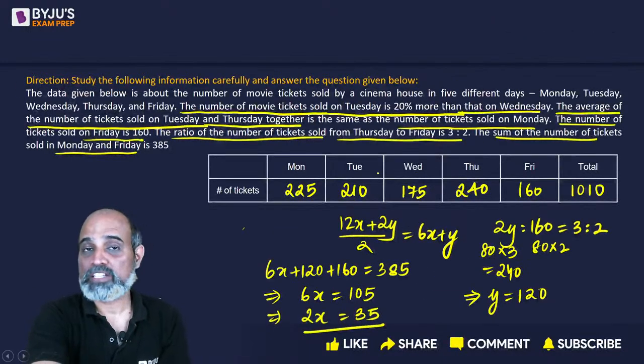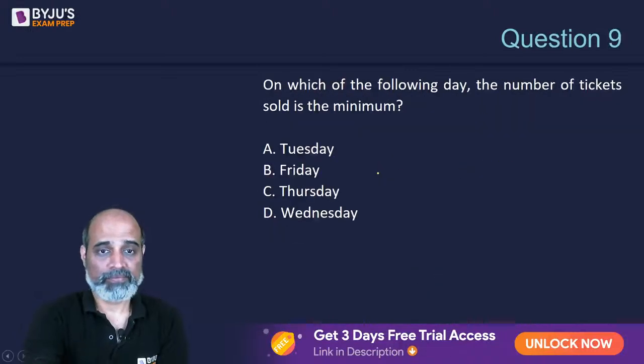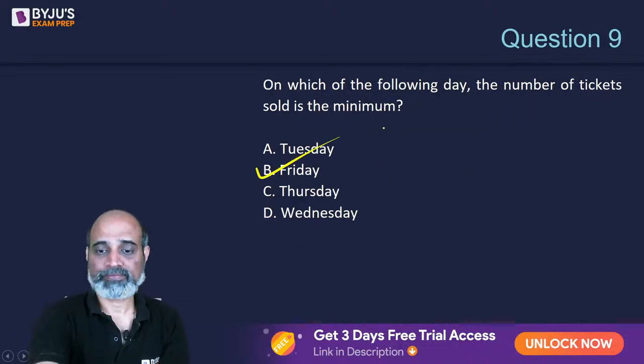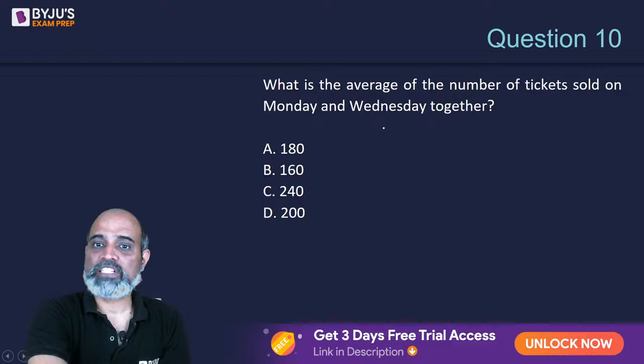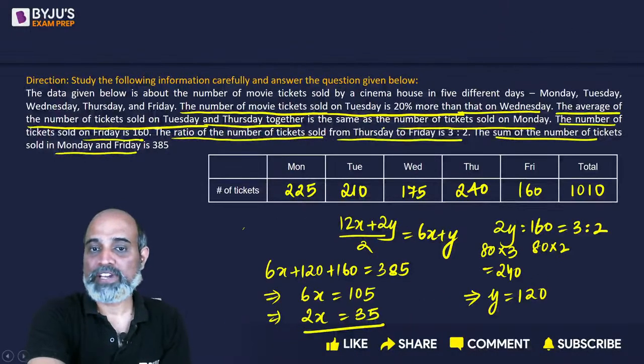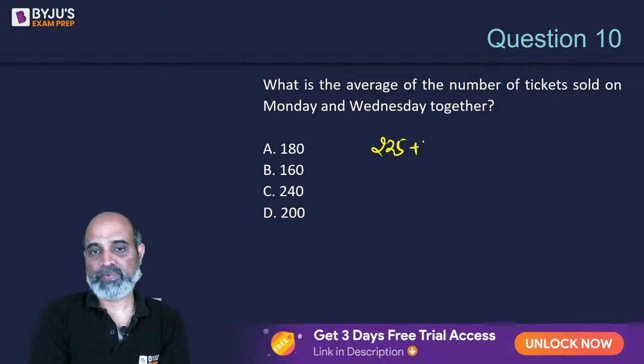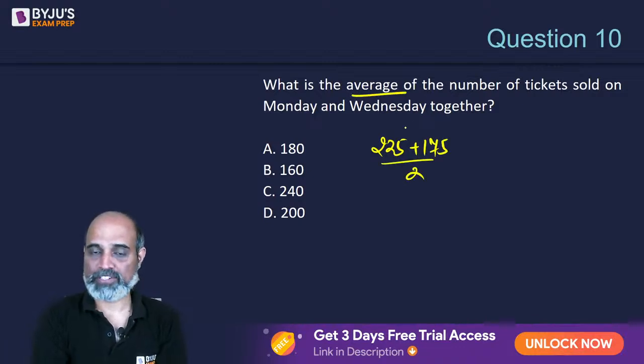So minimum tickets sold out of these 5 given days is Friday, which is 160. What is the average number of tickets sold on Monday and Wednesday together? So on Monday we have 225, on Wednesday we have 175. So 225 plus 175 divided by 2. Why? Because we are asked average. So this is 400's half, which will be 200.